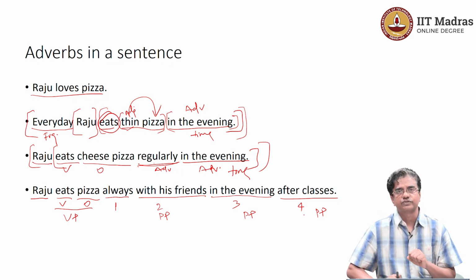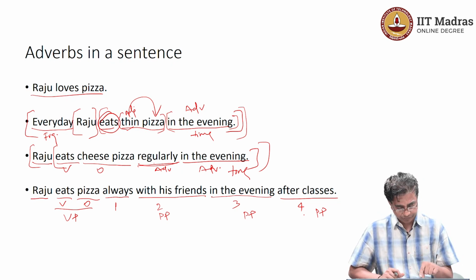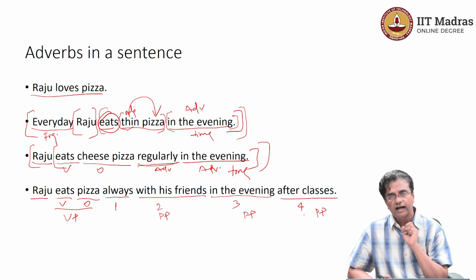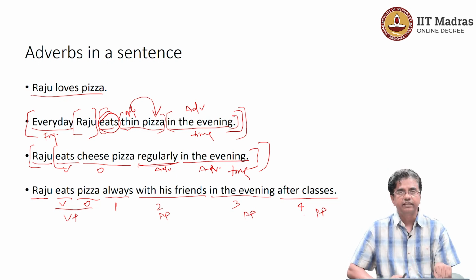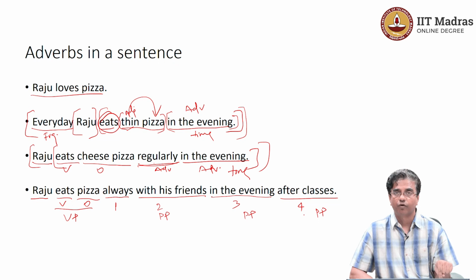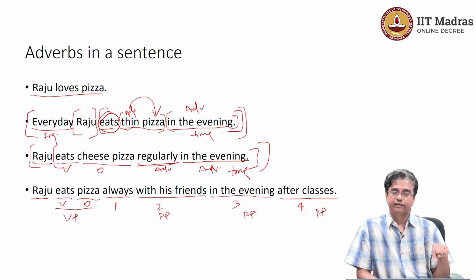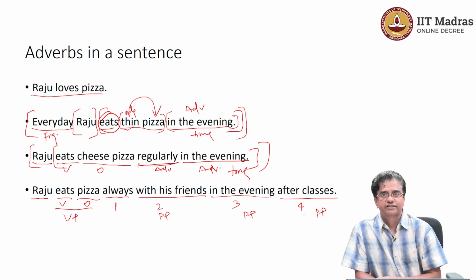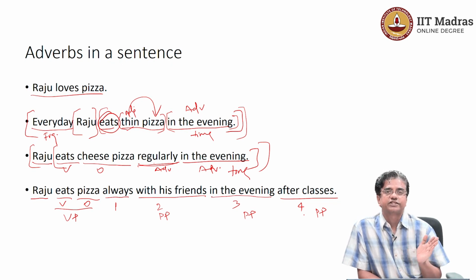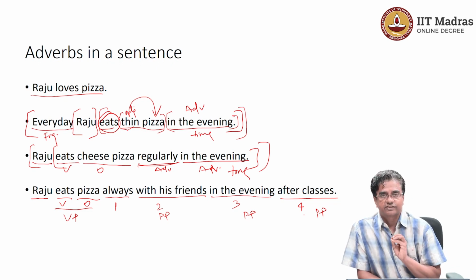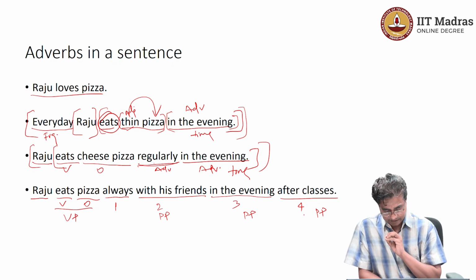Now, all other things that you see in this big sentence, all four adverbs, always, with his friends, in the evening, after classes, are giving information about the verb phrase. So, when they are related to the verb phrase, we can say they are adjoined to verb phrases and therefore they are called adjuncts. So everything that is adjoined to the verb phrase for giving additional information about the verb or the verb phrase is called an adjunct, called an adverb.